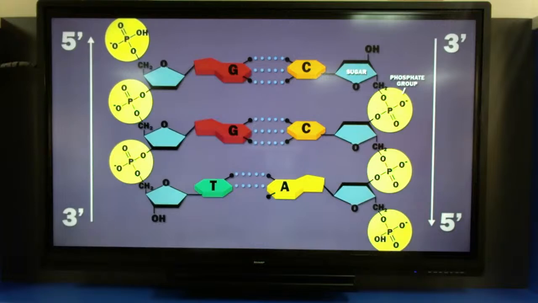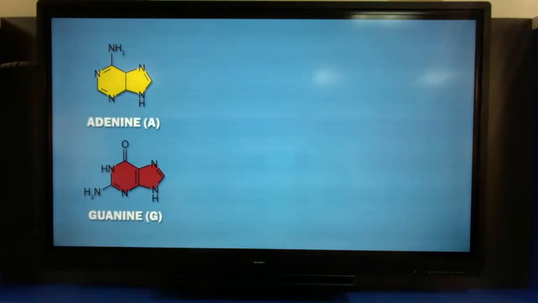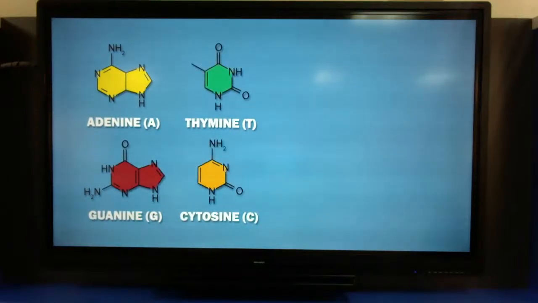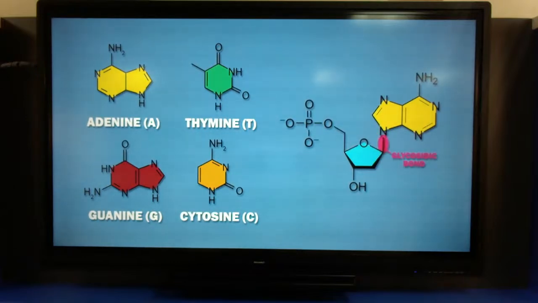These special carbon atoms are termed the 3' and 5' carbons. As a result, there is a directionality to this backbone. Each strand has a 5' end with a terminal phosphate group and a 3' end with a terminal hydroxyl group. There are 4 nitrogenous bases: adenine A, guanine G, thymine T, and cytosine C. Each of these attaches to deoxyribose via a glycosidic bond.